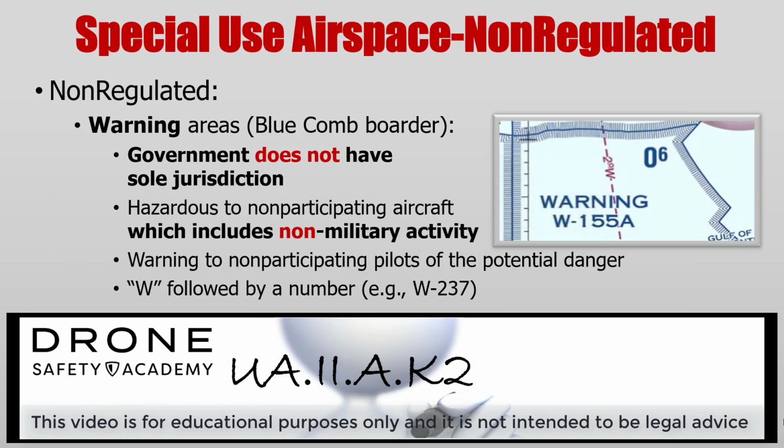All right, next up is the non-regulated section of special use airspace. In this, we have warning areas, and it also has a blue cone border. For these areas, the government does not have sole jurisdiction. Also, it's important to note that hazards to non-participating aircraft of this area may include non-military activity. These areas are considered a warning to non-participating pilots of the potential danger. They are further identified by a capital W followed by a number.